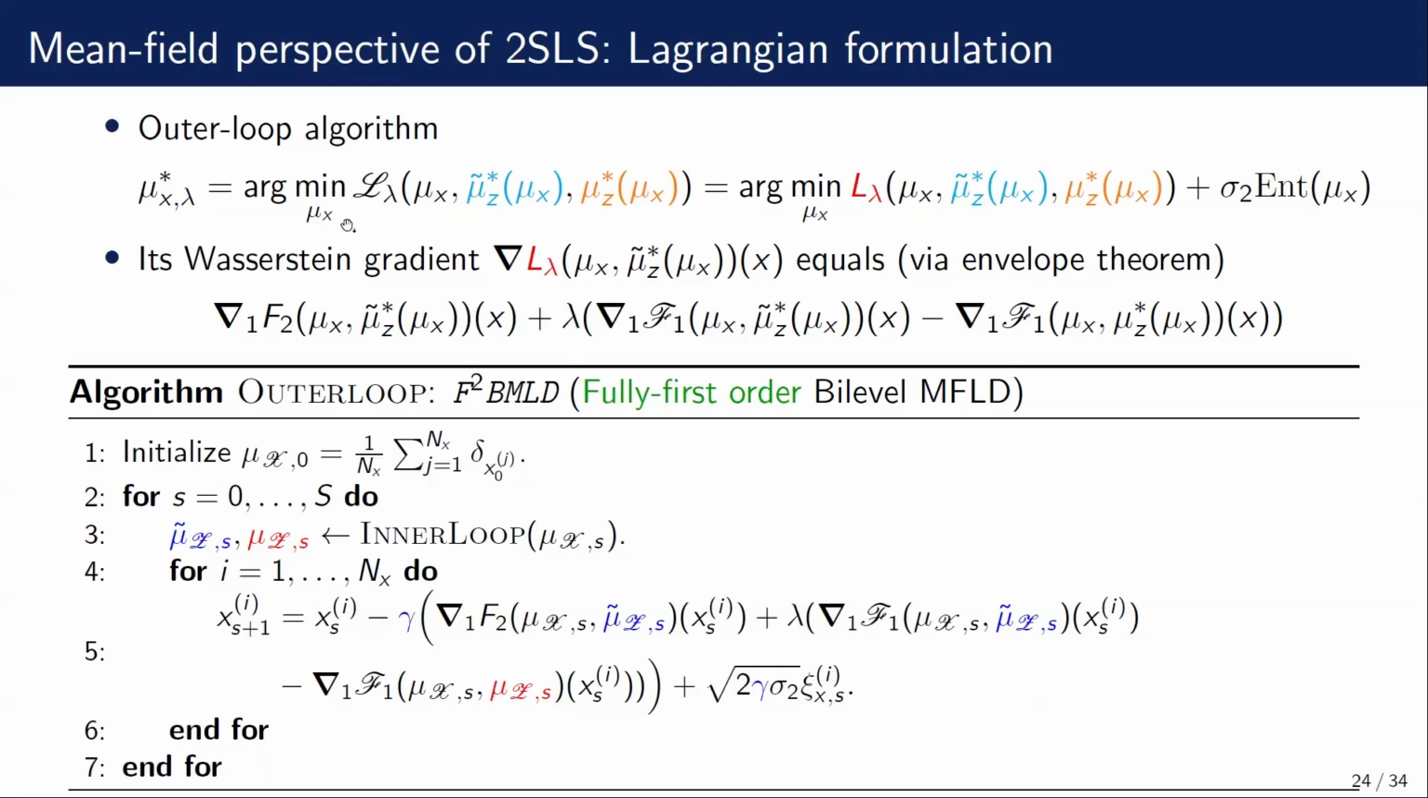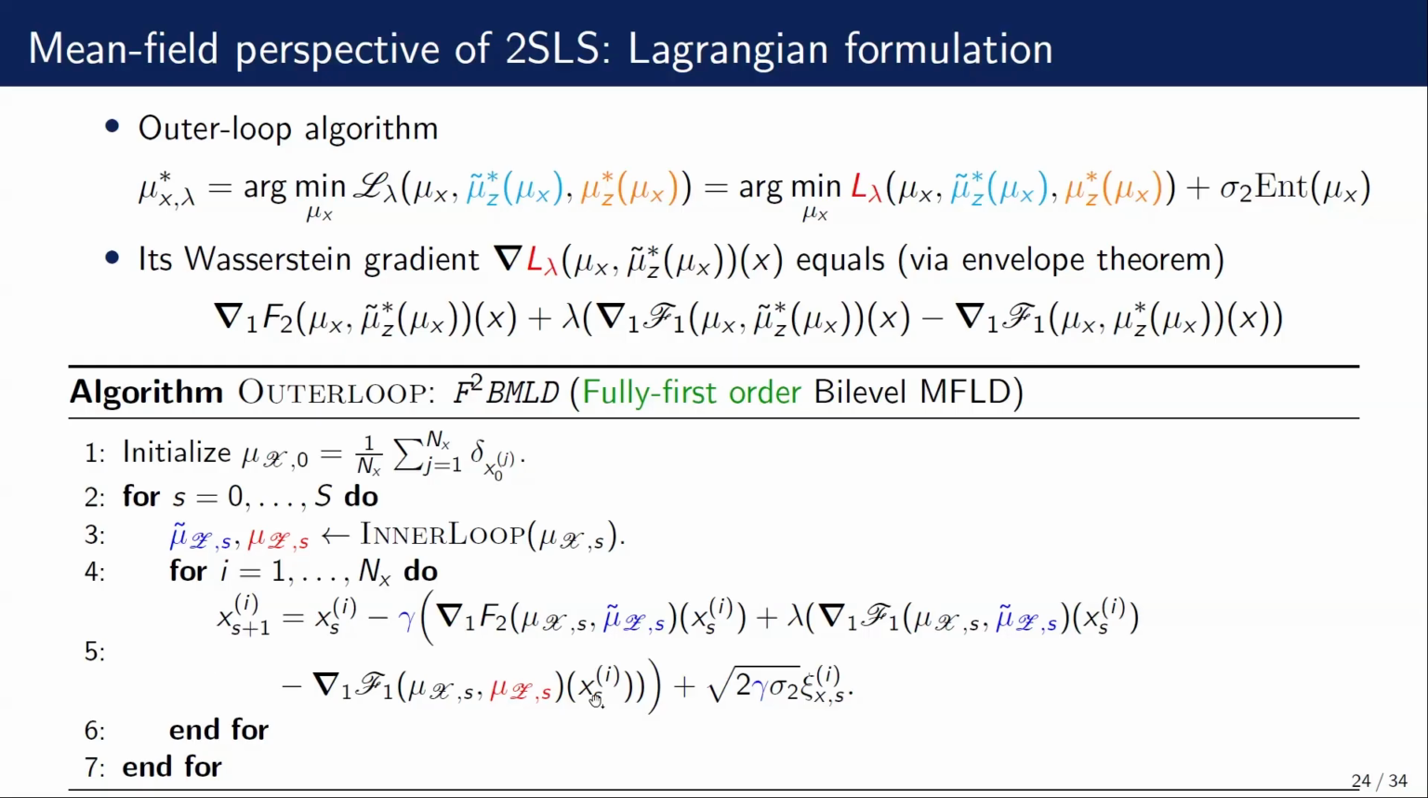So we want to solve this optimization problem, right? We write this fancy L into a standard L plus an entropy term. And again, by the envelope theorem, if we take this Wasserstein gradient, then we only need to take the gradient with respect to the first argument, mu x. We don't need to take the gradient through the nested mapping.